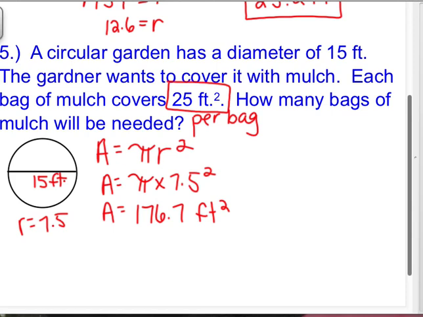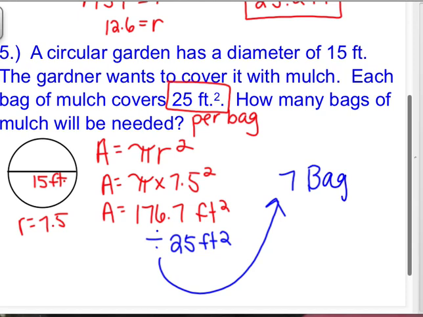But that's not how many bags of mulch I'm going to need. Because each bag of mulch covers 25 of those feet. So I need to take my area of 176.7 and divide it by 25 feet squared. And when you do that math, 176.7 divided by 25, we're going to need 7 bags of mulch. 7 bags of mulch will cover that space. What do you think? Not too bad?